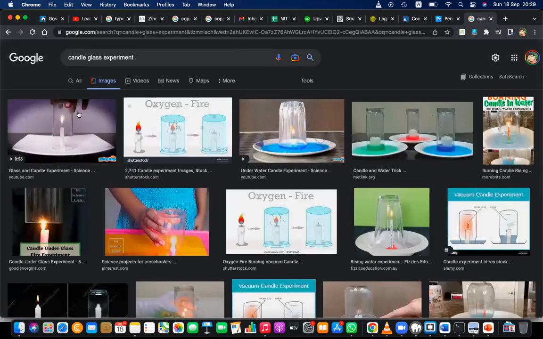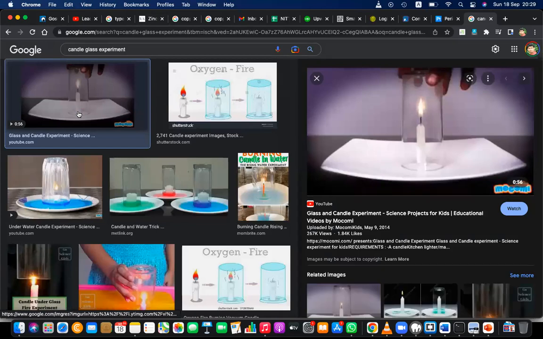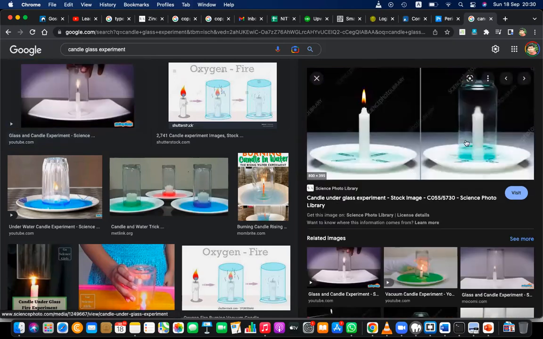You can do this at home, it's a very easy practical. You can lighten up a candle and then close it using a glass. What will happen after some time? Will the candle burn forever, or will it be stopped? So what do you think? Sir, it will be stopped, right? Yeah, after a few seconds, the candle will stop burning.